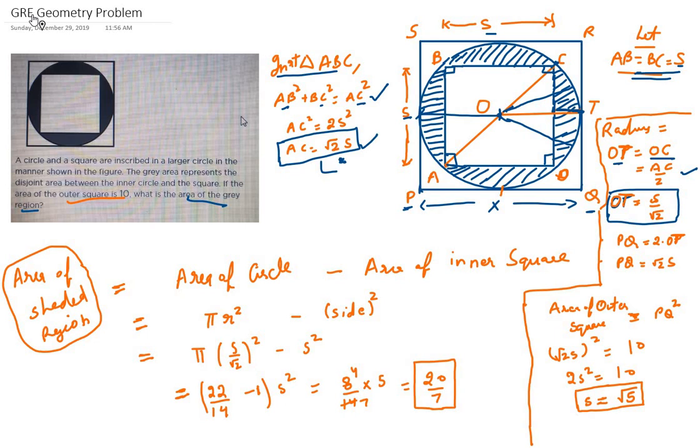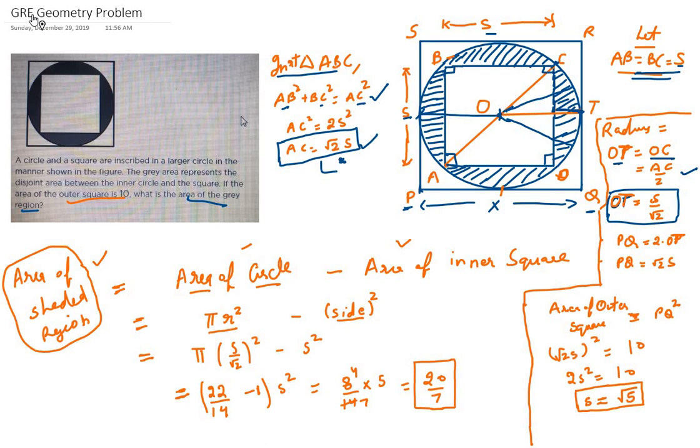If we are able to calculate the area of the circle and the area of the inner square, and subtract the area of the inner square from the area of the circle, we'll be able to find the area of the shaded region. Now the area of the circle is, using the general formula, pi r square, where r is the radius of the circle, and the area of the inner square will be the square of its side, right? Let's assume this side to be S.